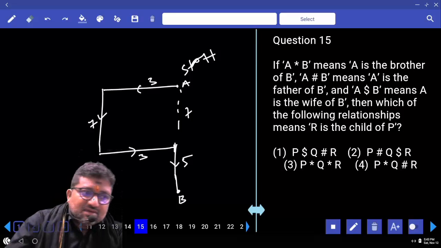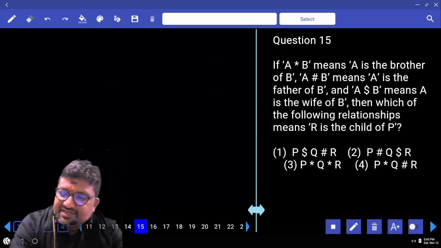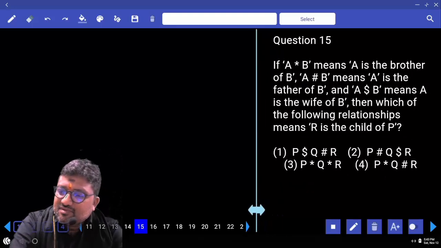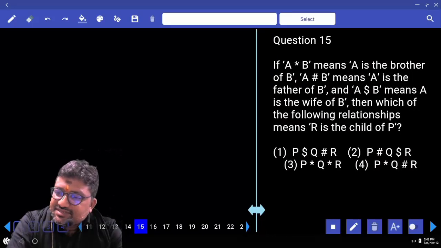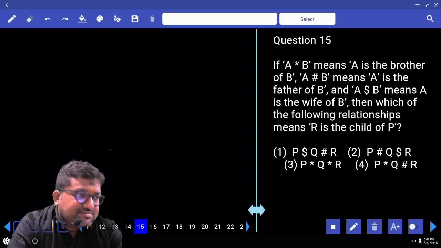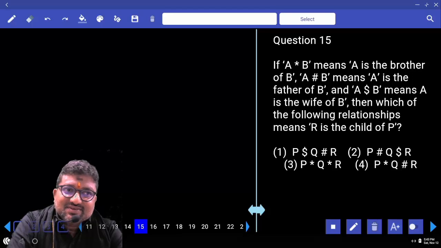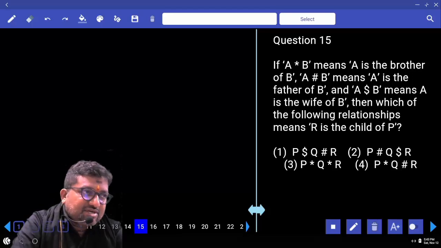15. What's 15? A plus B means A is the brother of B. A hash B means what? A is the father of B. A dollar B means A is the wife of B. There are only three symbols: star, hash and dollar. Now in A plus B, A is the brother of B. Do you know the gender of B? No. A hash B, A is the father of B. Do you know the gender of B? No. A dollar B, A is the wife of B. Do you know the gender of B? Yes. Only with dollar we can tell the gender of the second person.